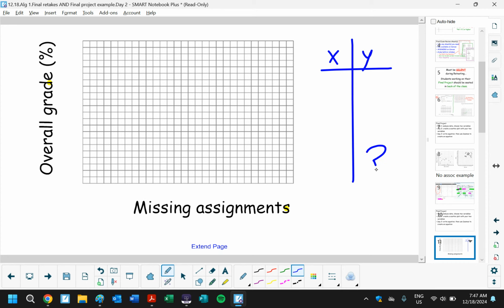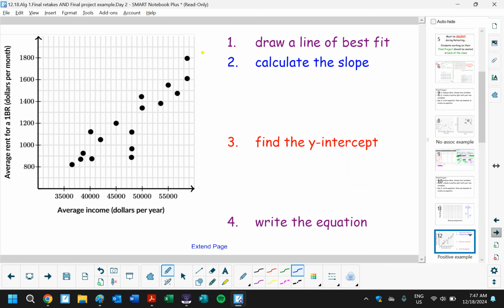ask yourself, what's the highest possible y value? And you can go past that, but make sure you get to that y value. What's the highest possible x value? You can go past that, but just make sure that you get to the highest possible x value with your scale. Again, your teacher will sign off on that.